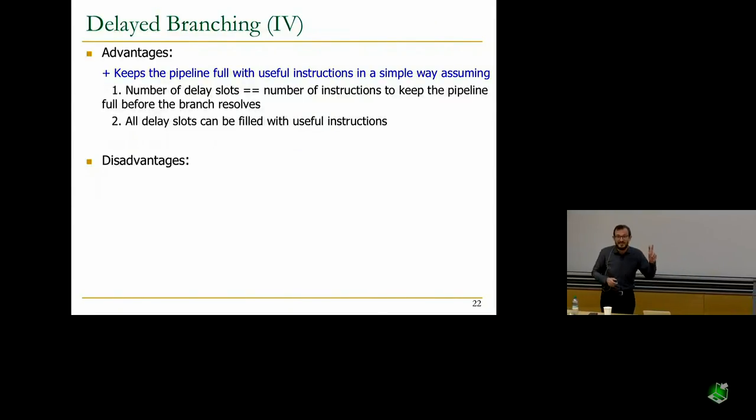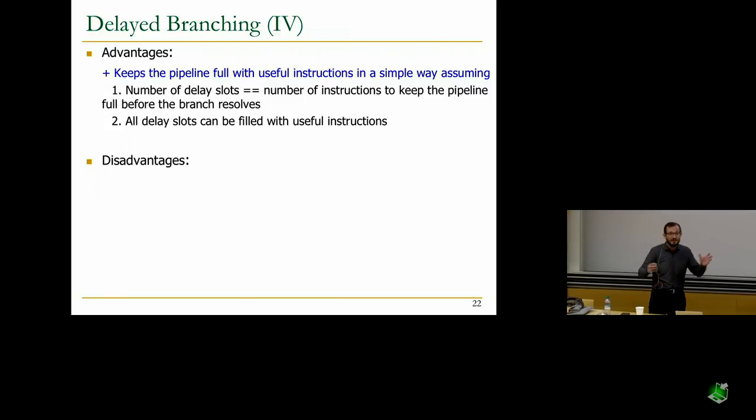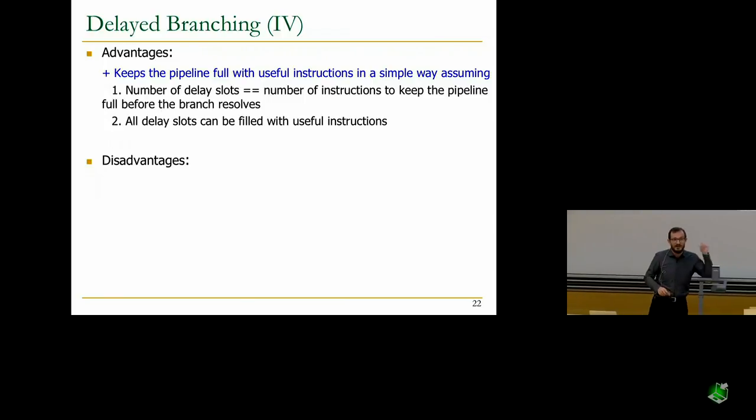assuming two critical things. The number of delay slots is the same as the number of instructions to keep the pipeline full before the branch resolves. And as I said, maybe with a one-cycle delay slot, it's okay. With 20 cycles, 30 cycles, 50 cycles, a variable number of cycles in out-of-order machines, you have a huge problem. You cannot fill the delay slot.